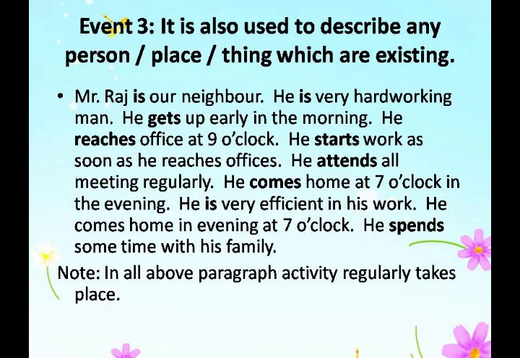Third, it is used to describe any person, place, or thing which is existing. You can see the example: Mr. Raj is our neighbor. He is a very hardworking man. He gets up early in the morning. In all these examples, you can see a person who is existing. We describe the person who exists and his routine life.